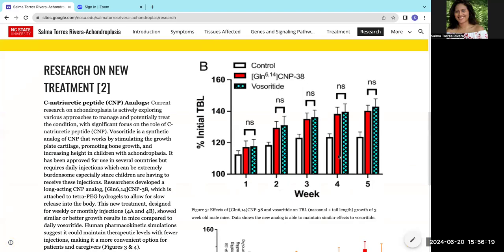And then this one, I wanted to highlight one of the new treatments being used, and new such that it would be more convenient for the patient population. The children currently have to administer the vosoritide injection, but that requires daily injections. And this new analog presented the same effects, if not better, with only weekly to monthly injections.